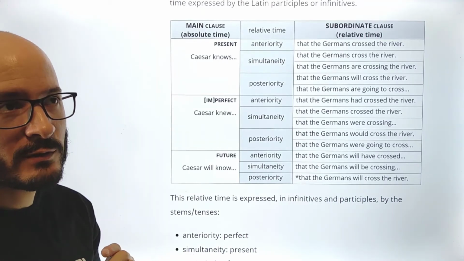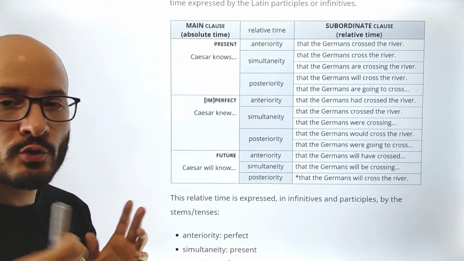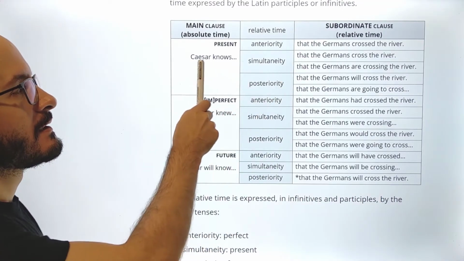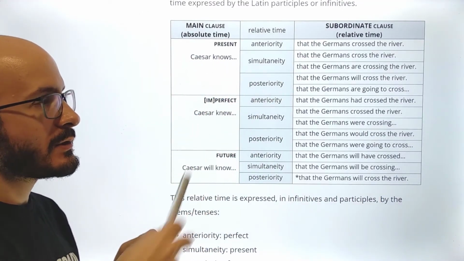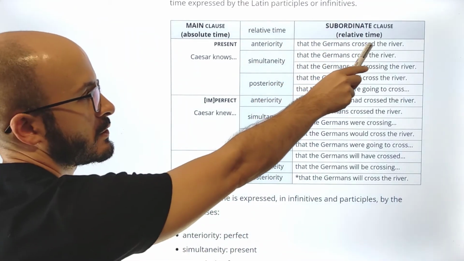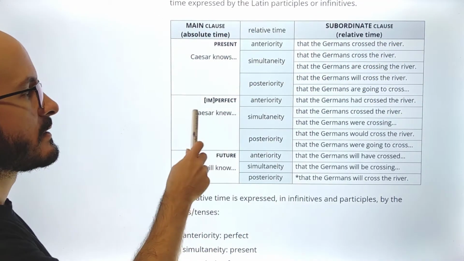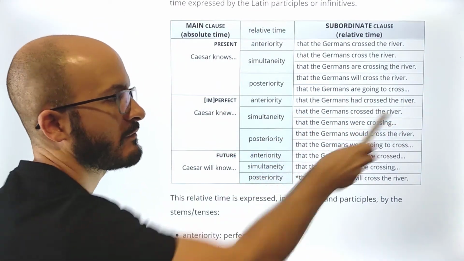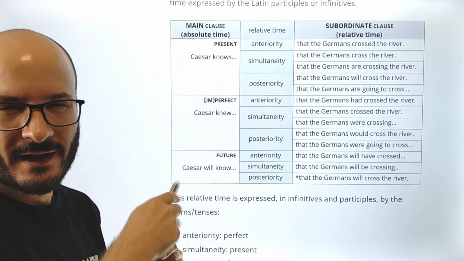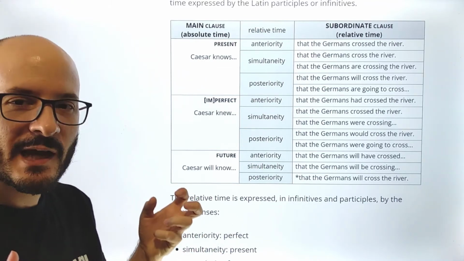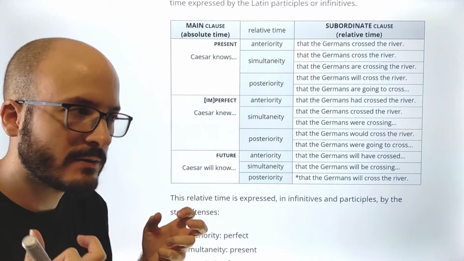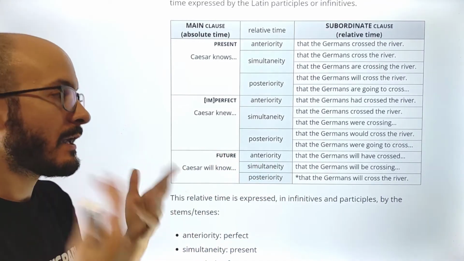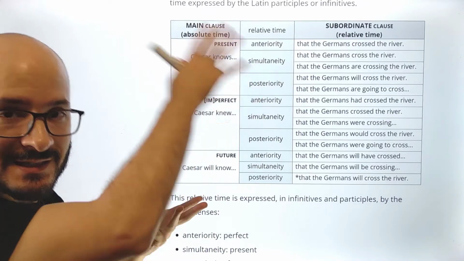Then if you still struggle to understand it completely, maybe say things like, Caesar knows now that the Germans crossed the river yesterday. Caesar knew yesterday that the Germans had crossed the river the day before yesterday, and things like that, okay? Use some adverb or time expression which says what happened before or after, etc. And you will see that it's just this, okay?